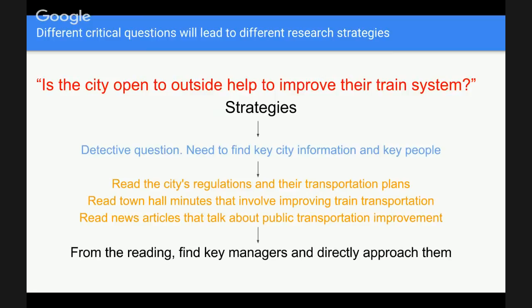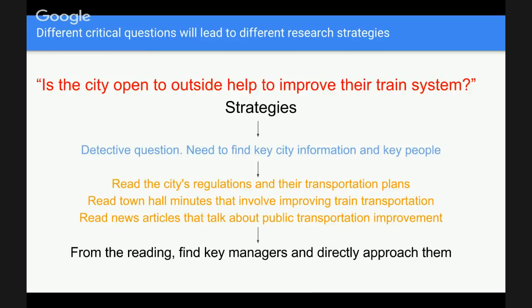So here are some tactics to help you out. If it's a city, most governments will have some sort of regulations that are open to the public. You can go ahead and read their regulations and their transportation plans. Most organized cities will have town hall meetings and community meetings. Basically, they open up meetings and get feedback from people in the community who live in your city. You can read their minutes. You can read the notes of what's going on.